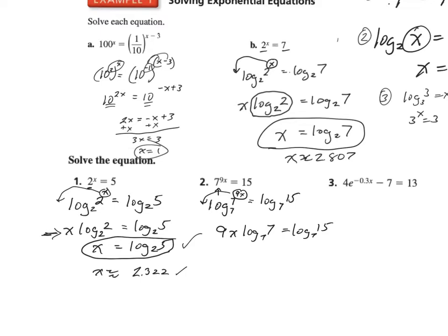Well, of course, this is going to become a 1, right? So now I've got 9x equals log base 7 of 15. Divide both sides by 9. And now I've got x equals log base 7 of 15 over 9. And you can stop there. And you could take an approximation. I'll show you how to do that on a calculator because we haven't done much of that.